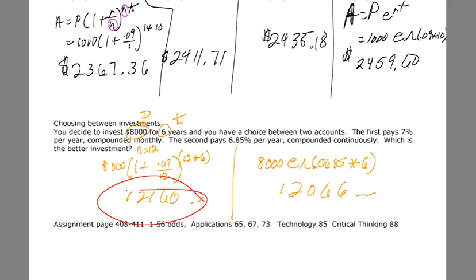Clearly, the one that gets you the most money would be the better investment. Now, remember, we said continuously is the one that's going to give you the most money, but there are also other factors such as number of times it's compounded, and more importantly, the interest rate.